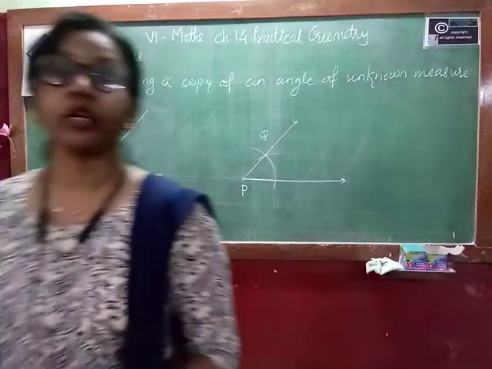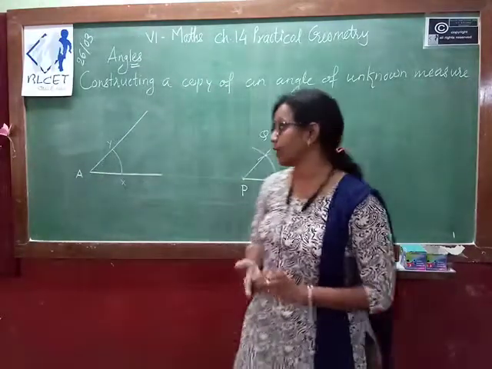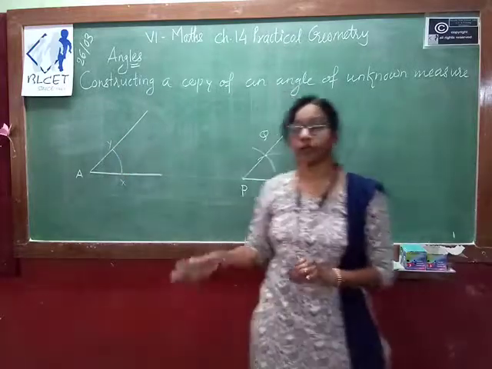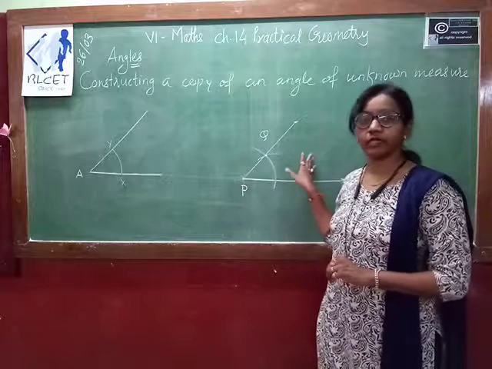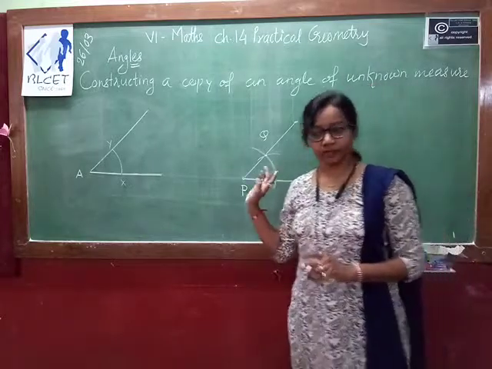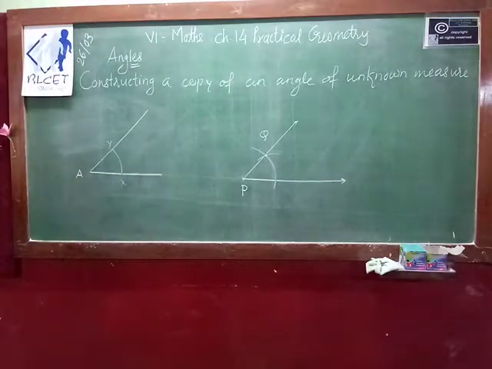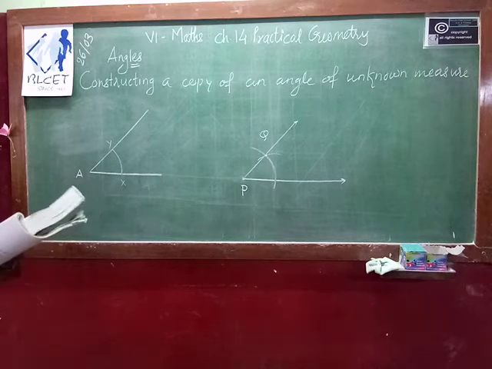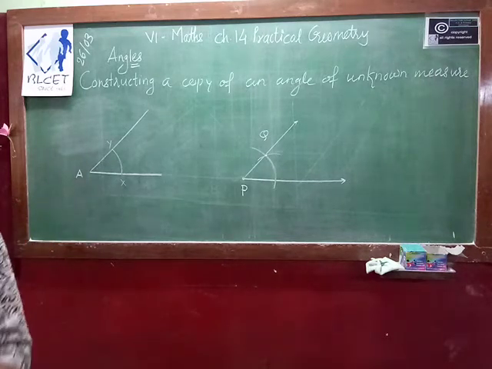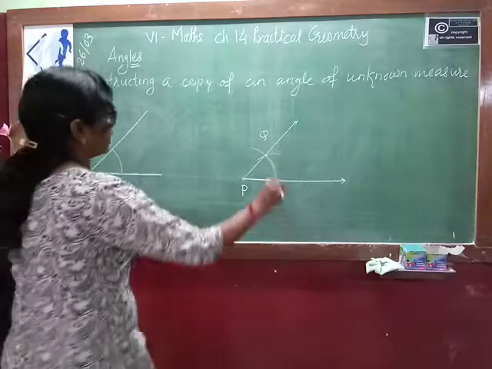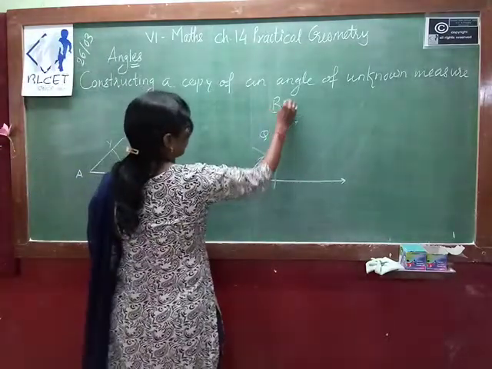So without knowing the actual measurement of this angle, we are able to draw the copy of this angle like this with the help of compasses and ruler. Okay. So this is your second construction. Now, bisector of an angle. Okay. How will you draw the bisector of an angle?